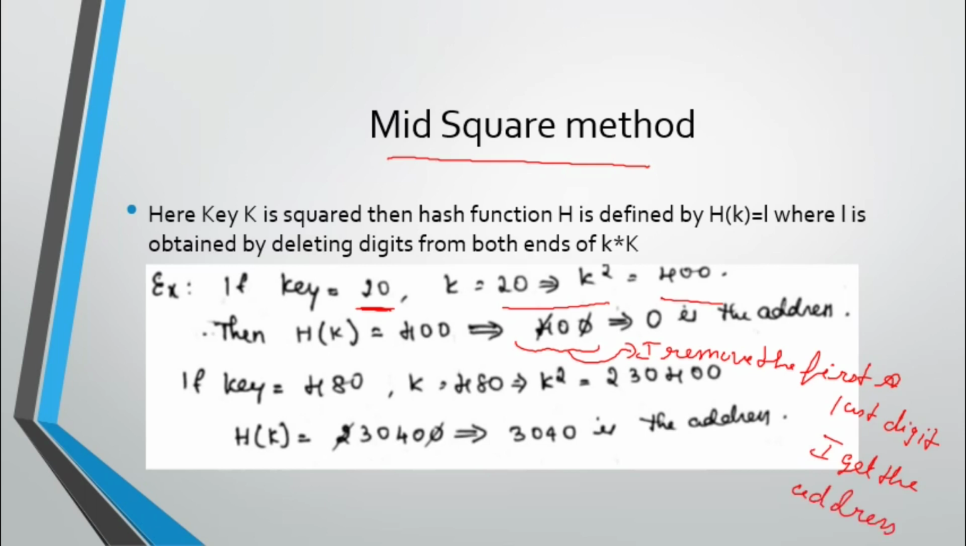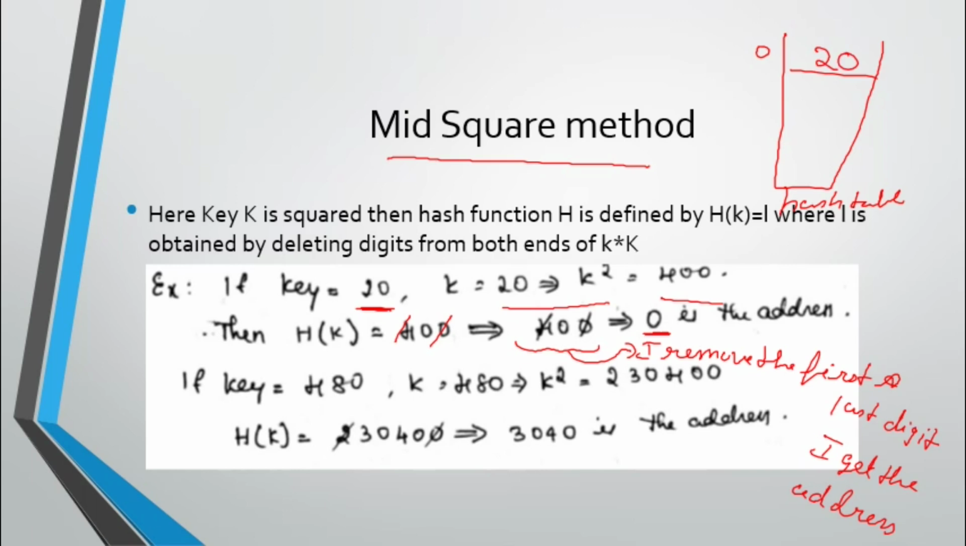So here, 20 was there, I squared it and got 400. I removed the first and the last digit and got 0. So 0 is the address. Say this is the hash table. In the 0th address, I will store 20.